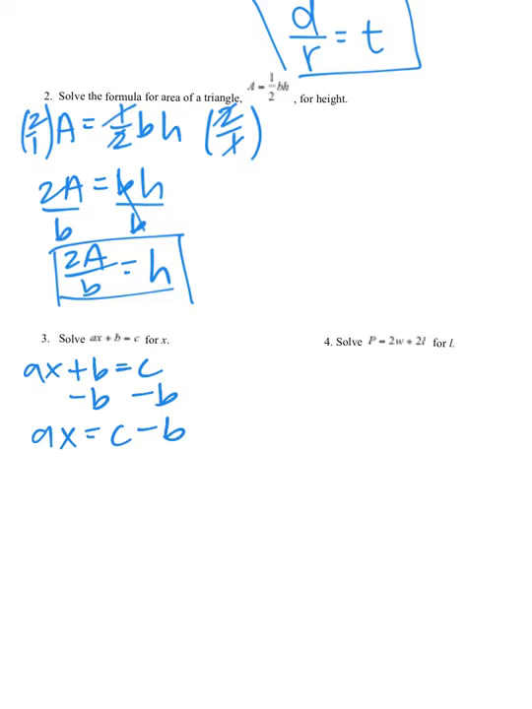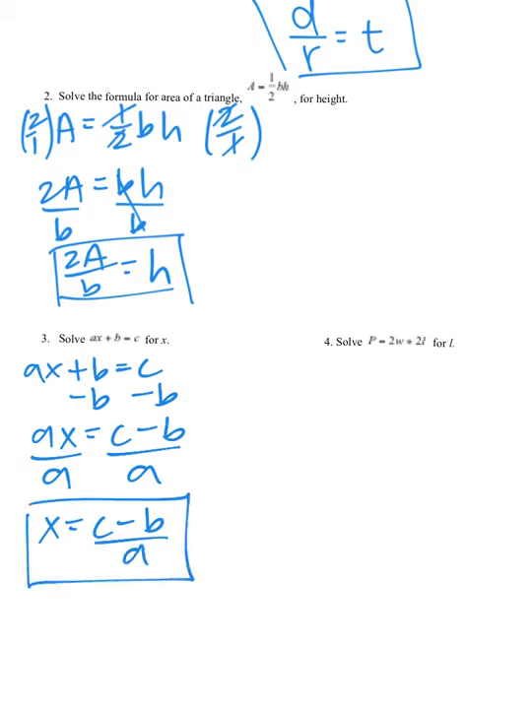Ax is a times x, that's multiplication. If I want to undo multiplication, I use division. So I divide both sides by a. I get x equals c minus b over a. And since x is isolated on one side of the equation, I can stop there.